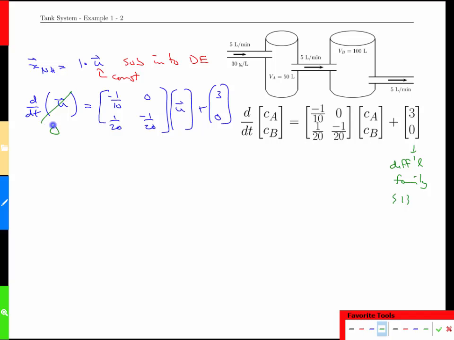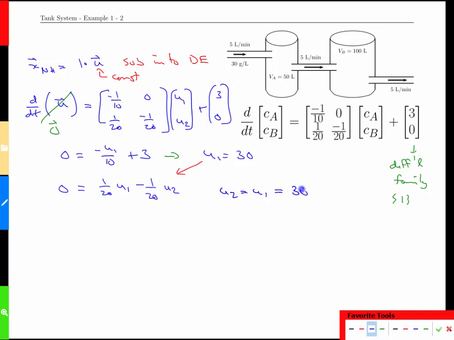So just copying this out, but replacing the vector in both cases with this u vector. As I said, this is going to be a 0 vector, and to make this work out, let's put u1 and u2 as scalars. We're going to have 0 equals -u1 over 10 plus 3, and in the next line we're going to have 0 equals 1/20th u1 minus 1/20th u2. This equation is pretty easy to solve. We bring this over, and we're going to get u1 equals 30. Then we can take that and put it into here, and this just gives us u2 is equal to u1, so it is also going to equal 30.